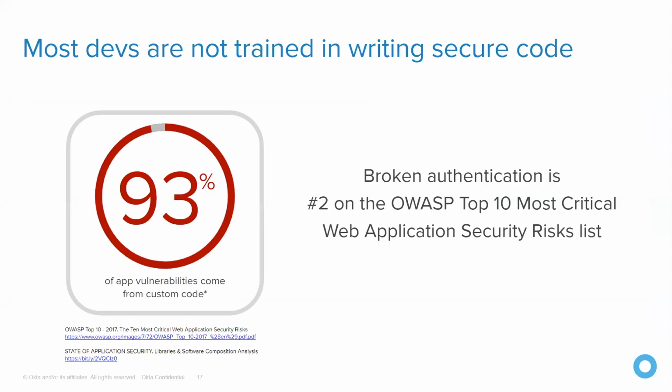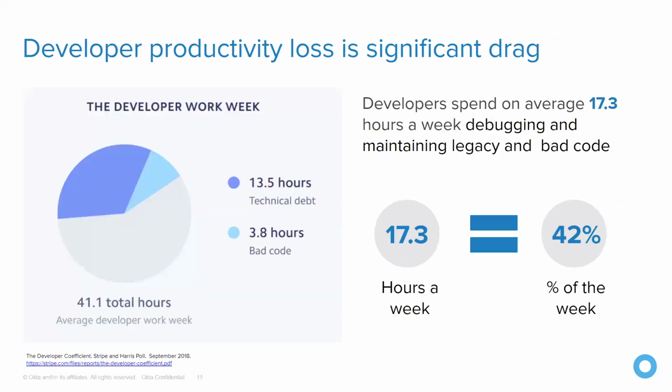The problem with that is that custom code is where about 93% of app vulnerabilities come from, right? So in order to build your apps, you need developers, but you also need these apps to be secure, and there are not enough developers and not enough that are good at securing code.